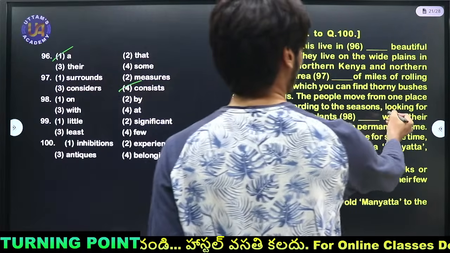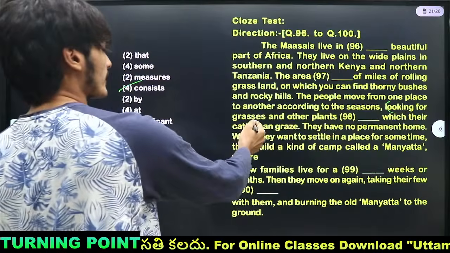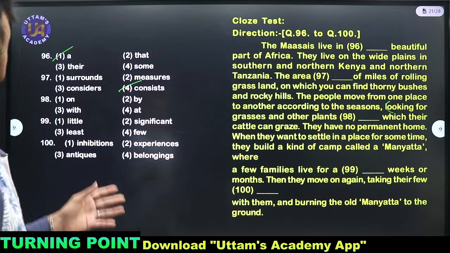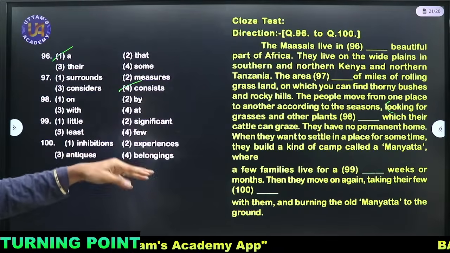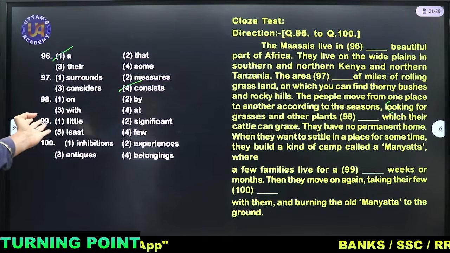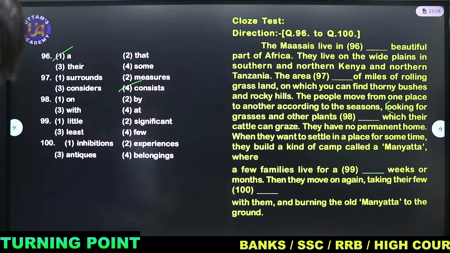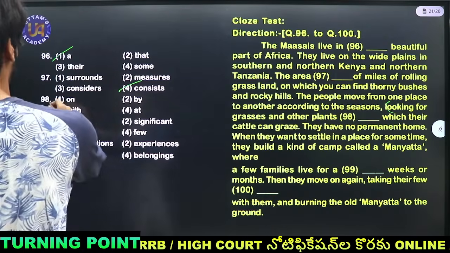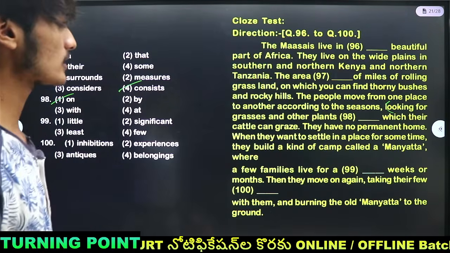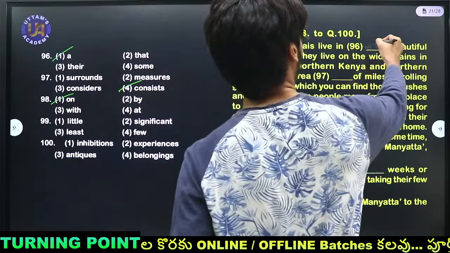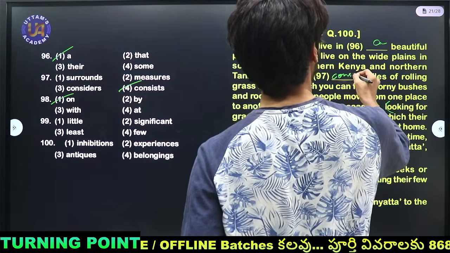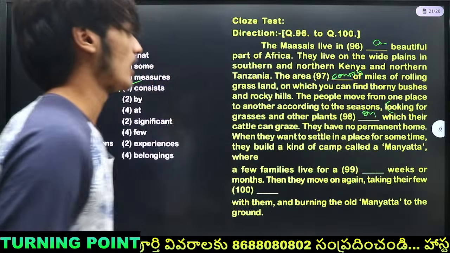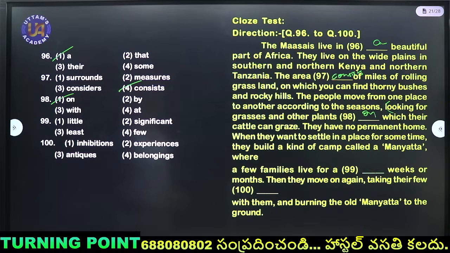Then, looking for grasses and other plants dash which their cattle can graze. On which their cattle can graze, by which, with which, at which. So 98, option 1, on which, here A, and on which their cattle can graze.